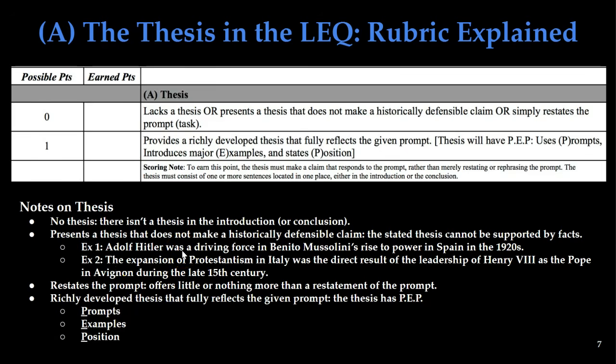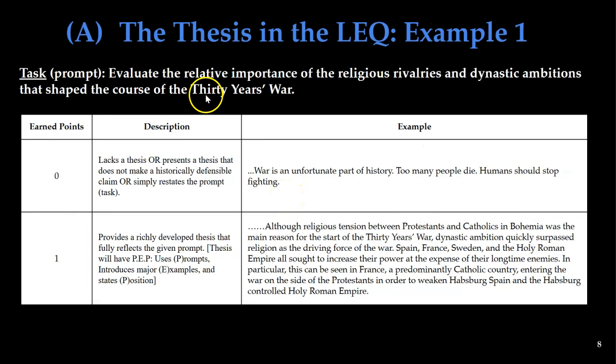Example 2, the expansion of Protestantism in Italy was the direct result of leadership of Henry VIII. Again, that's kind of history in a blender. There's a whole lot wrong that's being thrown together here. So overall, make sure you are responding to that prompt with historically accurate evidence. Okay, so here's the task prompt we're going to use for this exemplar. Evaluate the relative importance of the religious rivalries and dynastic ambitions that shaped the course of the 30 Years' War. So here's what would not earn a point. And yeah, I read these a lot when I grade the AP exam. So I hope you realize they're kind of bad, but it happens.